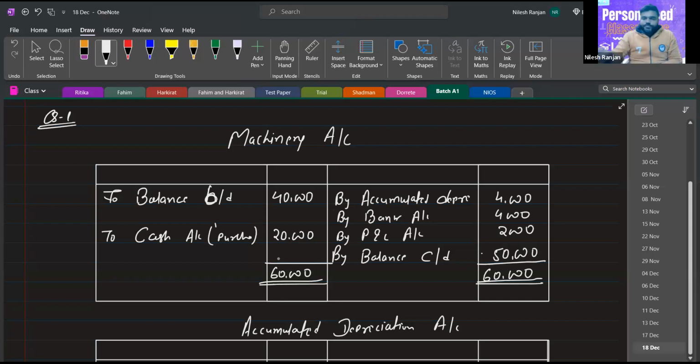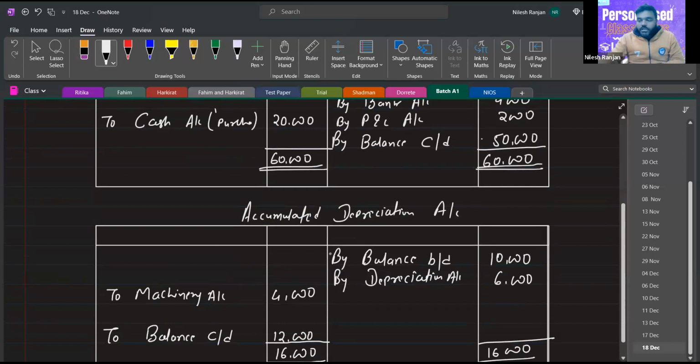Yes, sir. Okay, actually the problem here is when we prepare only the machinery account, not accumulated depreciation. This is a method for accounting for depreciation. One option is to charge depreciation directly in the asset account, meaning you write depreciation on the credit side of the machinery account and it will reduce the value of machinery every year. This is one method. The second is you charge depreciation in provision for depreciation account or accumulated depreciation account. So this is the second method we are following in this question.